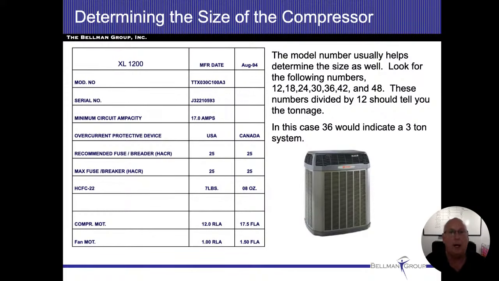Sometimes you'll see LRA, and that stands for locked rotor amps. All right. So full load amps is usually going to be the charge or the startup power that it's going to use. So this data plate is telling me when it starts up, it should be somewhere around 17.5 amps. After it's running, it should be running at somewhere around 12 amps. I take that plus the fan motor RLA, that gives me 13.